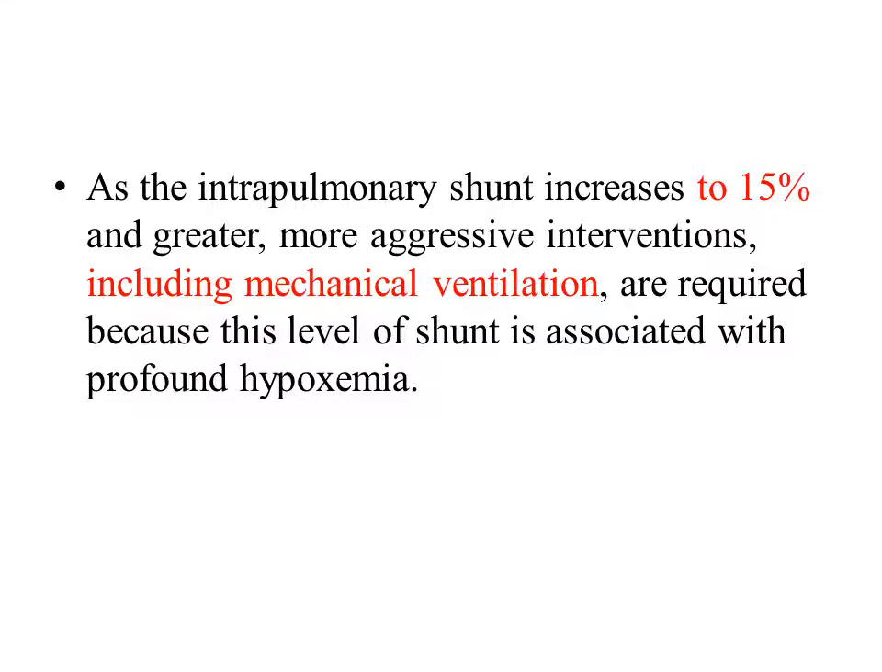As the intrapulmonary shunt increases to 15% and greater, more aggressive interventions are needed, including mechanical ventilation. Because this level of shunt, 15%, is usually accompanied by profound hypoxemia, since a large amount of blood will return to the left side without being adequately oxygenated.